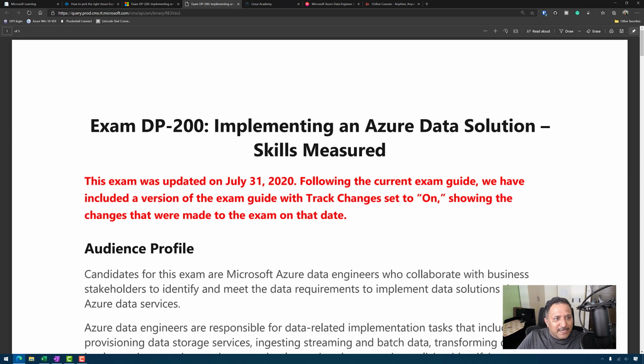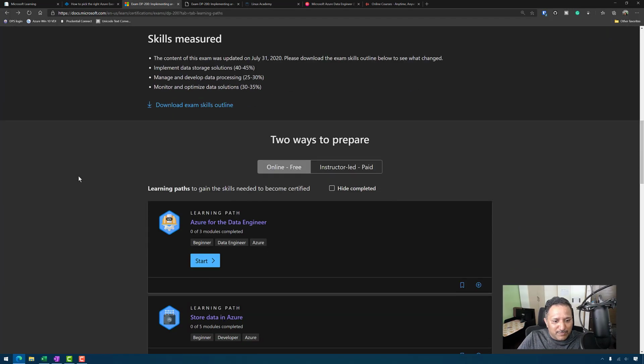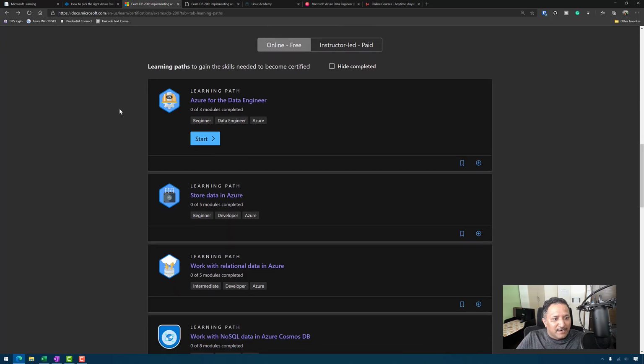So once I got the skills which need to be measured, I went and looked at, in the same exam preparation page or the exams page on MSLearn. They also give us the option of taking these free online courses or the learning paths. I find these learning paths very helpful. So if you are new to Azure and you want to learn in detail about different services, different technologies available on Azure, I personally find these learning paths very, very helpful.